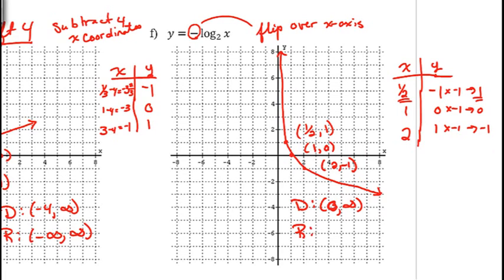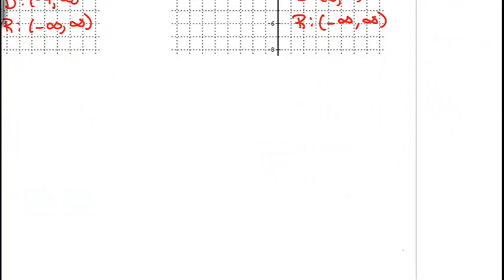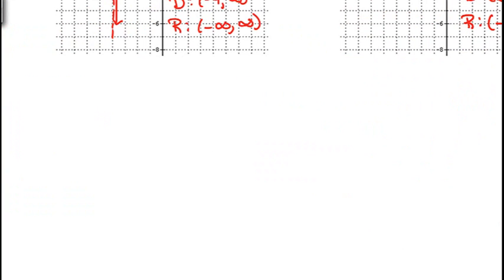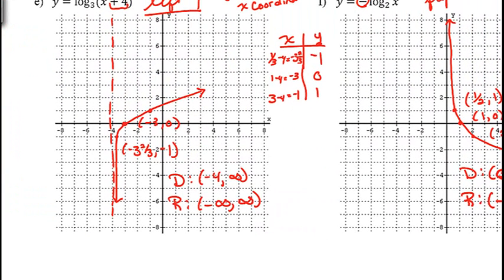And then the range. So this does go down forever. It goes down very slowly, but it does in fact go down forever, and it obviously goes up forever. So the range would be from negative infinity to infinity. And that is the last example on graphing log functions.